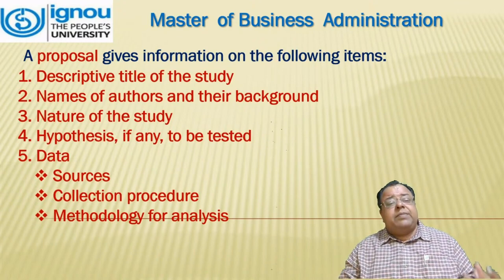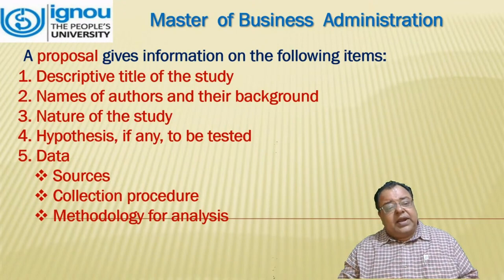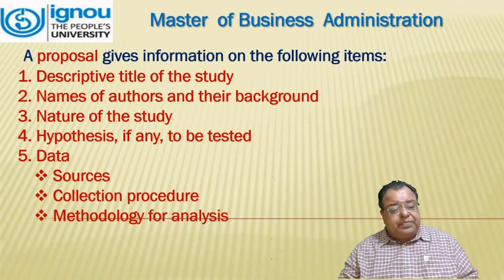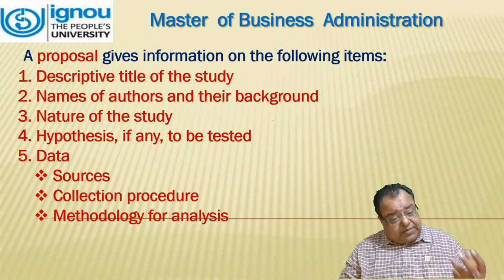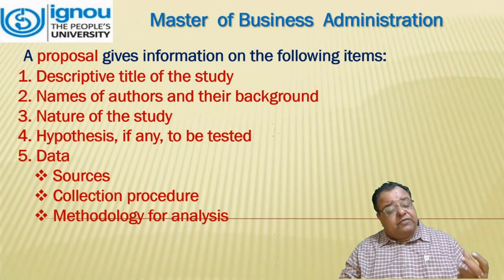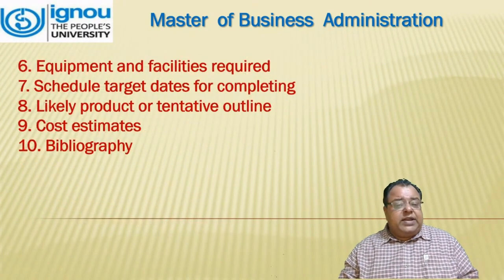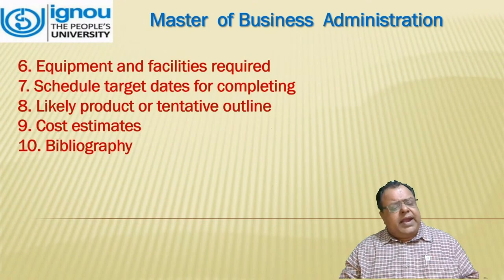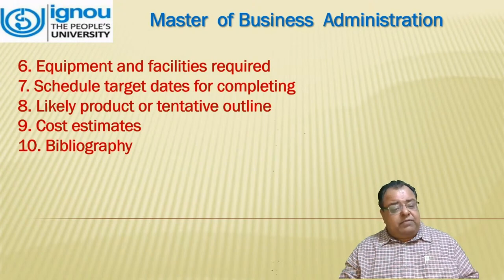The first one is the descriptive title of the study, what you want to do. Name of the authors and their background. Nature of the study. Hypothesis, if any, which has to be tested. Data. For data, what are the sources? What are the collection procedures? And what is the methodology for analysis? Equipment and facility required. Seventh one is schedule, target dates for completing. Eighth one is likely product or tentative outline. Ninth, cost estimates. And the 10th one is bibliography.